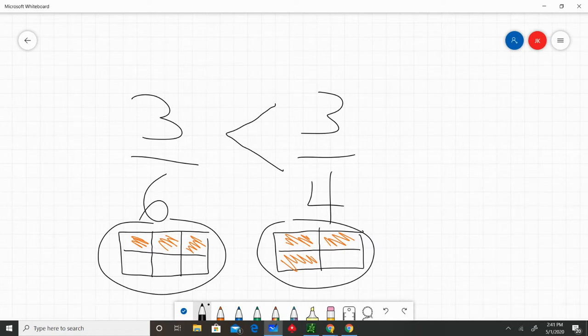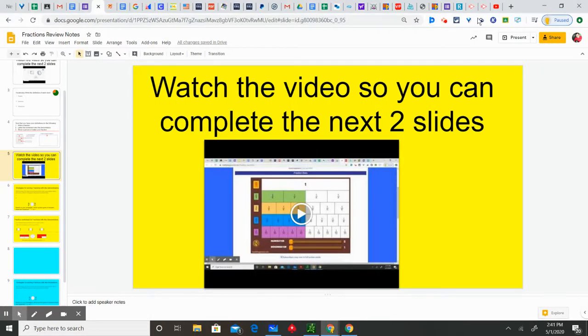So again, the two strategies that you really want to think about is the larger the denominator, the smaller the fraction. Because you can see that it has to be broken into more pieces, so each piece has to be smaller. And the other strategy is create a model so you can visually see exactly what that is. Now, I'm going to go to another website real quick.